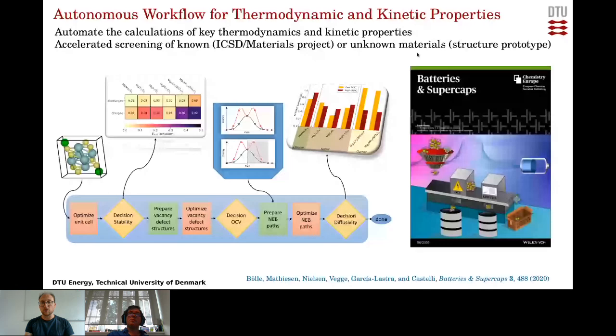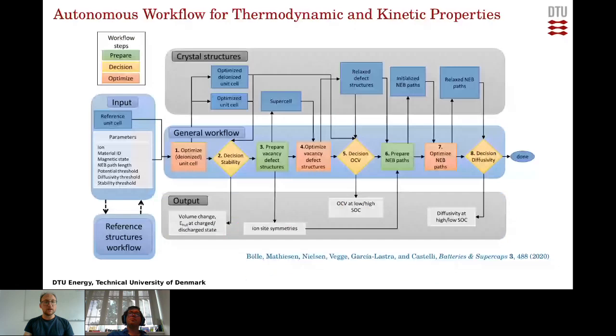And this is the workflow in more detail. The only input that is required from the user is actually the structure. Once the user gives the structure and some of the parameters to run the calculations, this could be which ion you want to diffuse, what is the diffusion path, and the threshold for the potential for the decision on the open circuit voltage, then the workflow proceeds automatically. It creates the different structures needed for the calculations, calculates the properties, and as an output you have key parameters, for example, what is the volume change, what is the stability both in the charge and the discharge state. You can look at the open circuit voltage at the high and low state of charge, and the same for the diffusivity. So this is all autonomous.